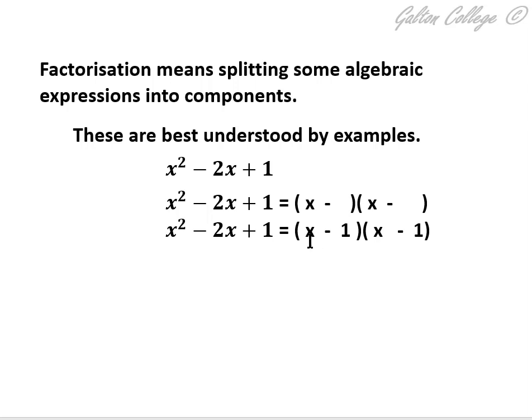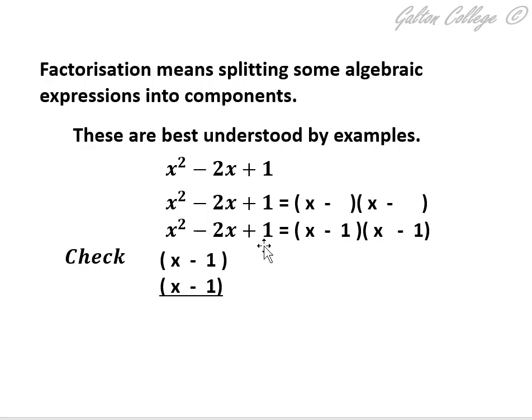Now, if we multiply the first terms together, we get x times x, which is x squared. And if we multiply minus 1 times minus 1, we get plus 1. Now, if we do the outside and the inside, we say minus 1 times x is minus 1x, add minus 1 times x, minus 1x. So minus 1x plus minus 1x is minus 2x. Let's check it.